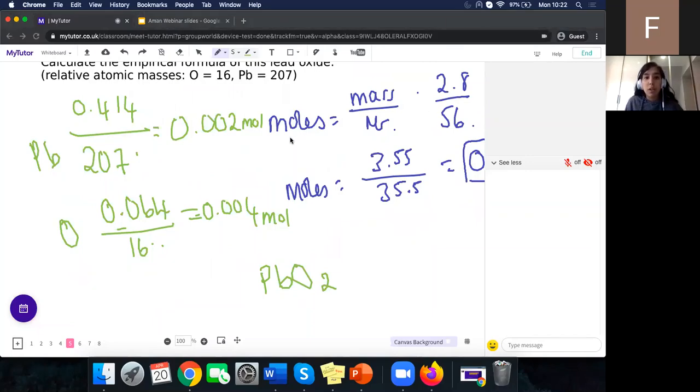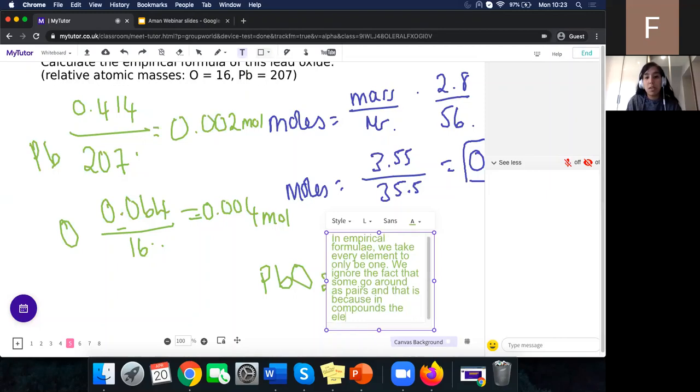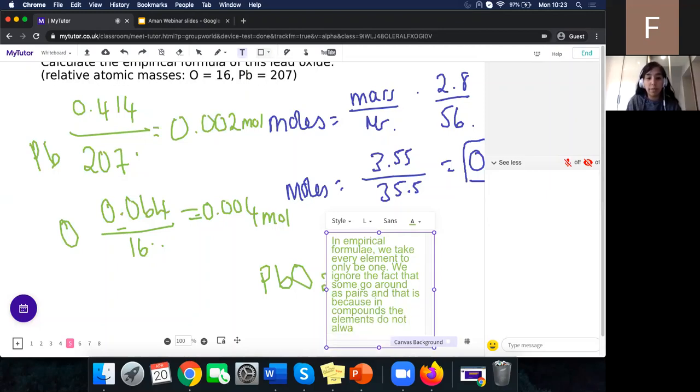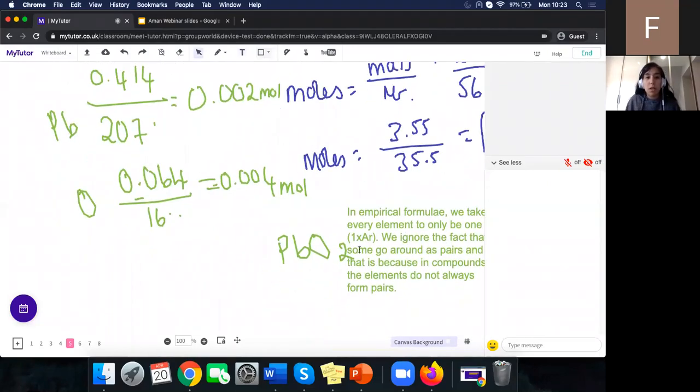Great. So in empirical formulae, I'll just write this down. In empirical formulae, we take every element to only be 1, ignore it. So we ignore the fact that some go around as pairs. And that is because in compounds, the elements do not always go around as pairs. Remember, we always take every element to be 1. So that just means 1 times AR. Okay, so that's empirical formulae.